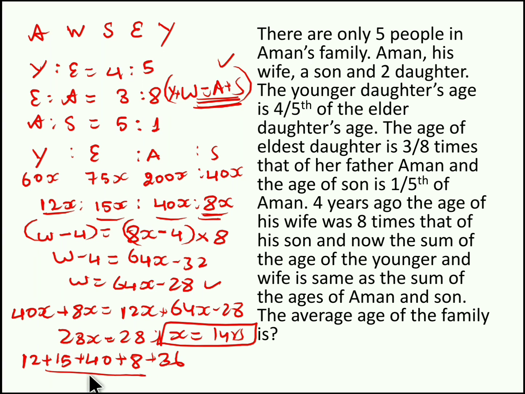The whole divided by, we totally have 5 people in the family. So you have to divide this by 5. So when you sum it, you will get 111. 111 by 5 is nothing but 22.2 years. So 22.2 years is nothing but the average age of the family. Hope you understood the concept, right?